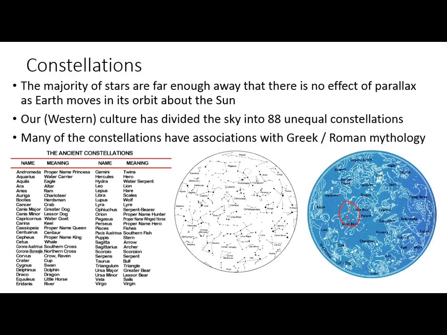Okay, so the Big Dipper actually is a subset of the Great Bear, which we call Ursa Major.